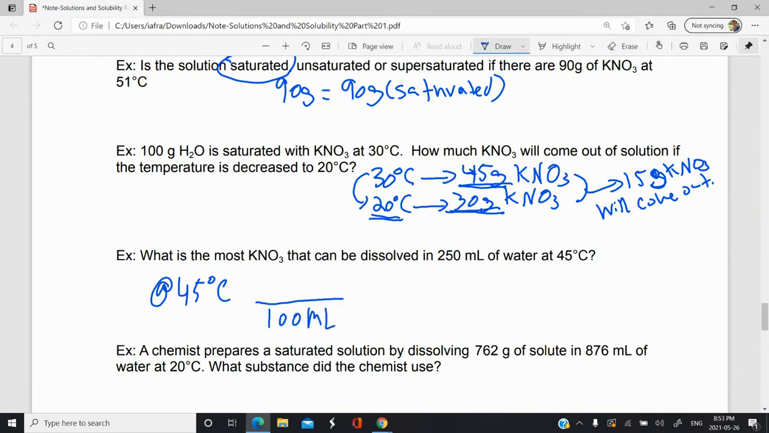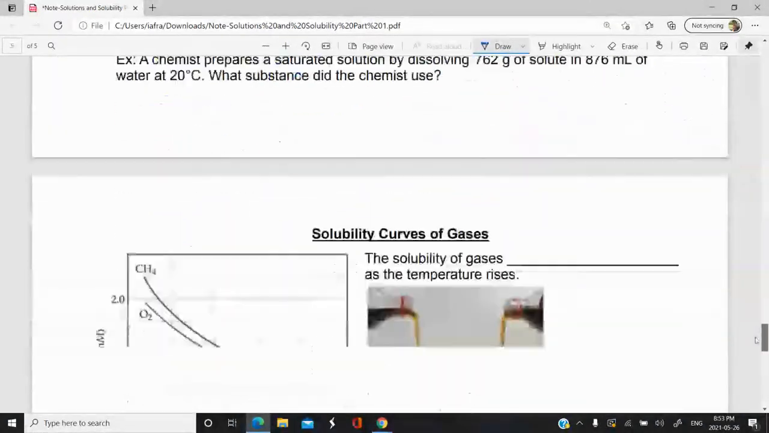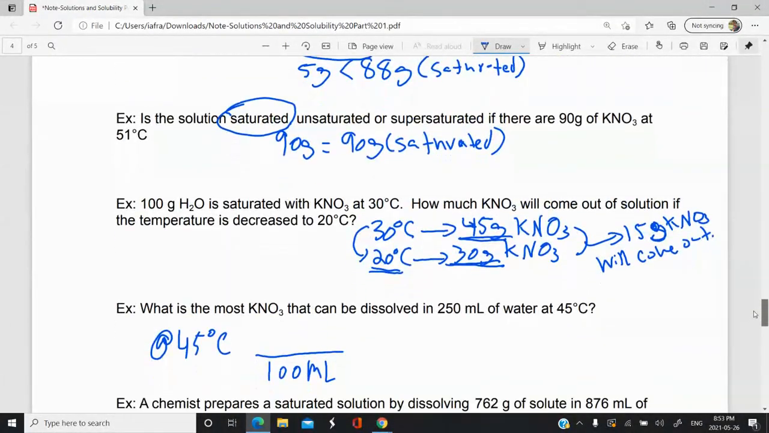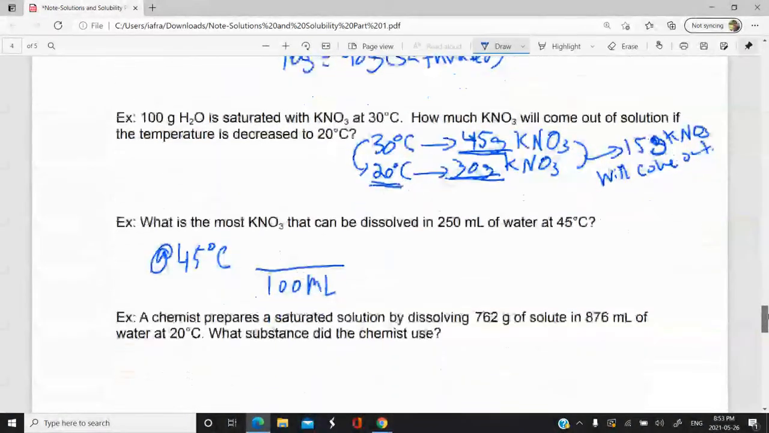How do I find this? Well, I can go to my graph and see at 45 degrees, how much KNO3 can I hold? So 45 degrees, and then KNO3, let's see, about up here, right? So that's about in the middle there. So about, let's just say around 75. Could be 74, but around 75 is what I can hold. So I can hold 75 grams of KNO3 at 100 mils.